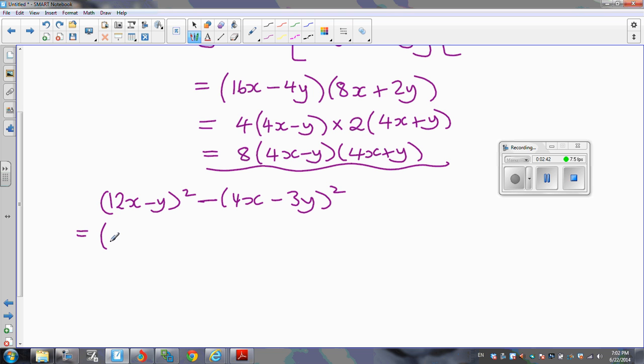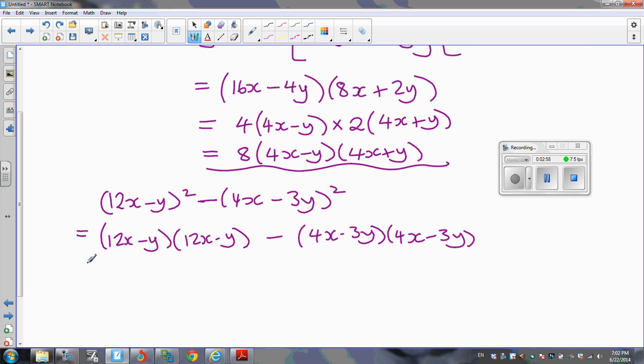So the first one, if we remove the brackets, remember when you square a bracket, you must write it as 12x minus y times 12x minus y. And the second one, if you square the bracket, it becomes 4x minus 3y multiplied by itself, which is again 4x minus 3y. Okay, I'm going to go on and remove the brackets. So I've got 12x times 12x, that's 144x squared. I've got 12x times minus y, that's minus 12xy. Minus y times 12x is another minus 12xy. And then minus y times minus y is plus y squared. So that's removing these two brackets.